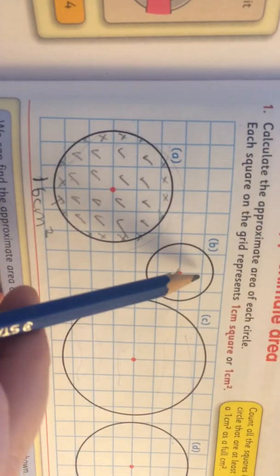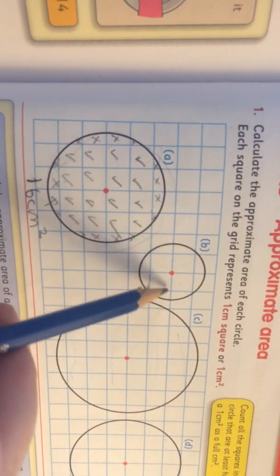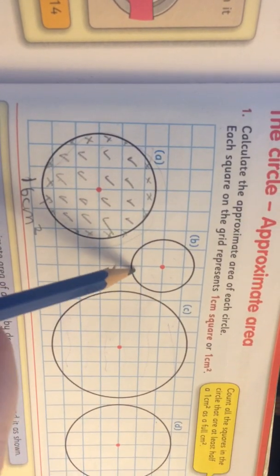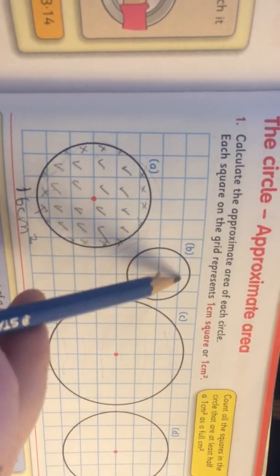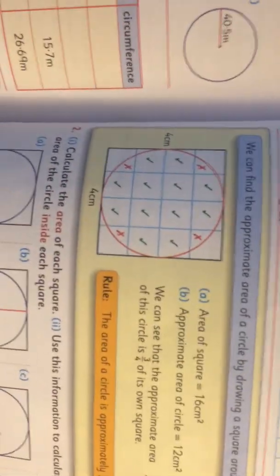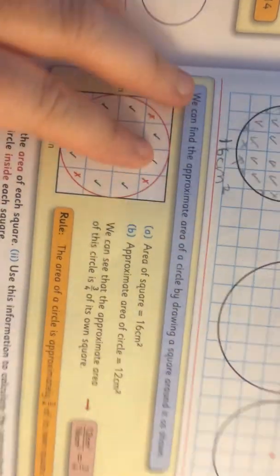Okay, so same here. Look, this is nice and easy. There's 1, 2, 3, 4 full ones there, or nearly full ones. These are less than half, so they do not count. So that's 4 centimetres squared. I'll let you do these ones yourself, guys, okay? Now, when you're ready, press play again and we can look at this one.